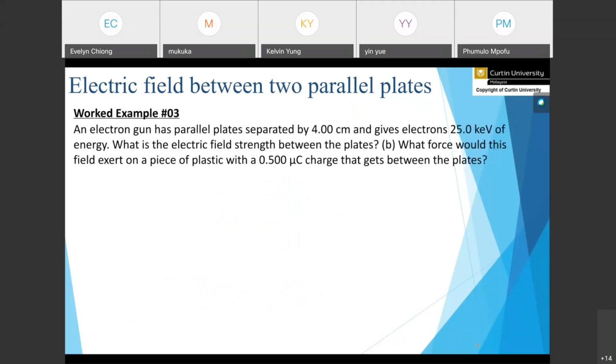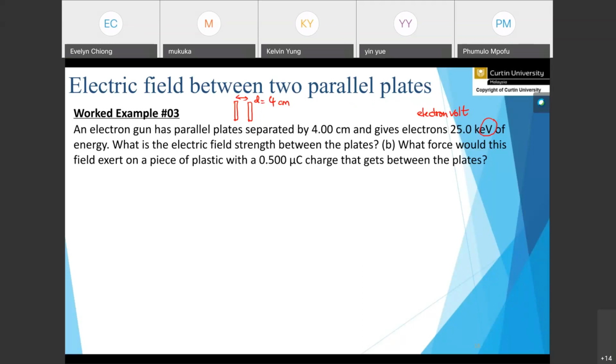Let's say there is an electron gun. It has parallel plates separated by 4 centimeters. So you have two plates like these. The distance here, D, is 4 centimeters. And it gives electrons 25 kilo electron volt. This eV is electron volt. Later on, you will come to this. Electron volt is also a unit to tell about the energy.